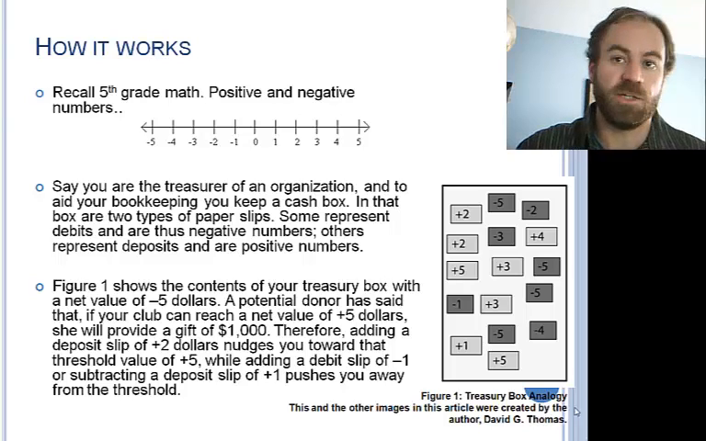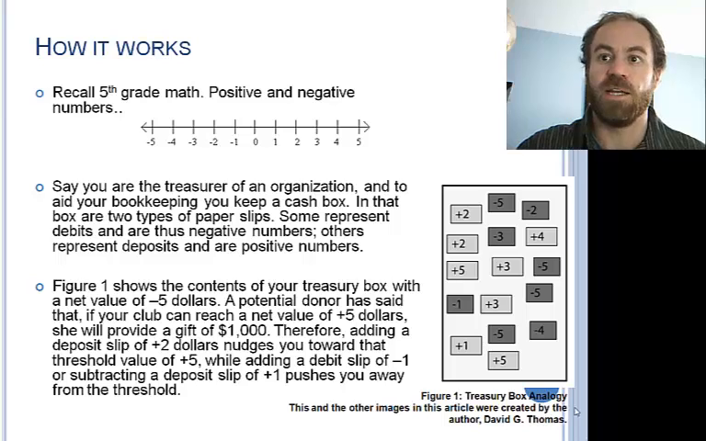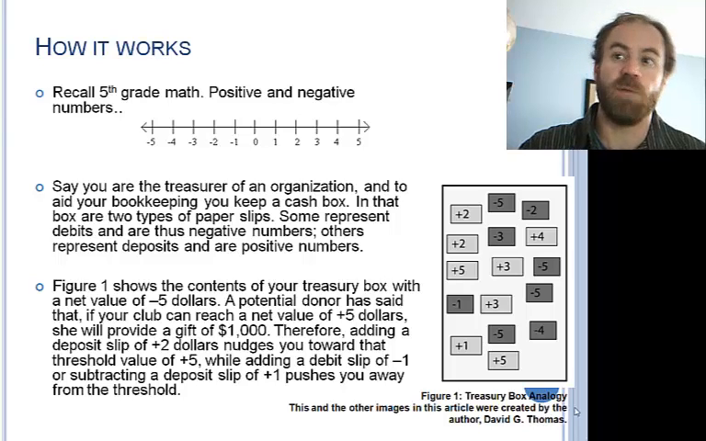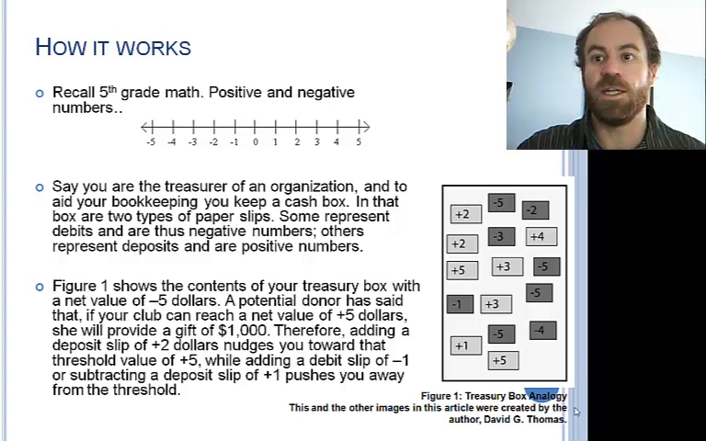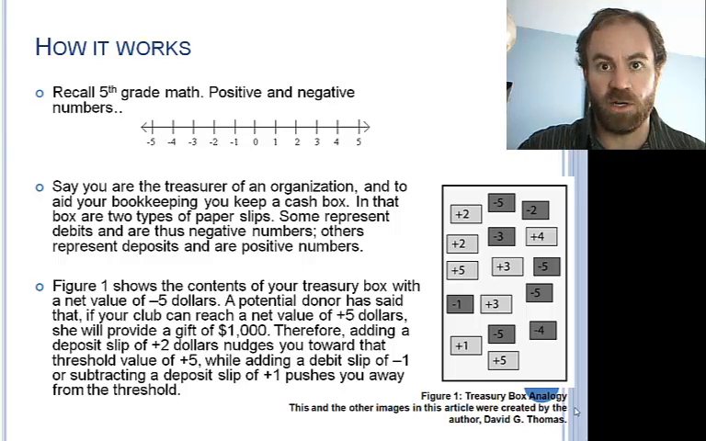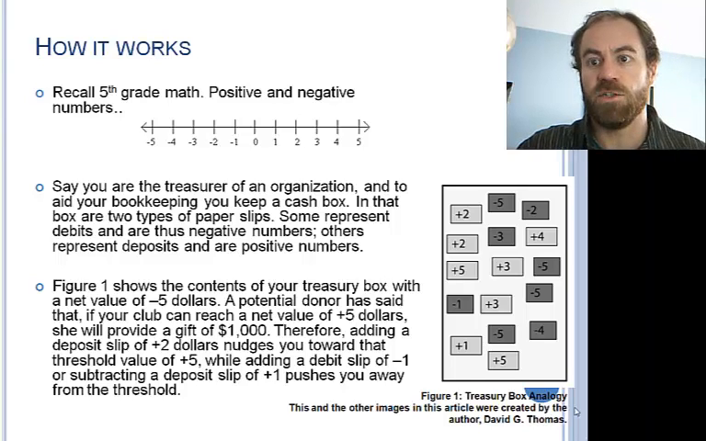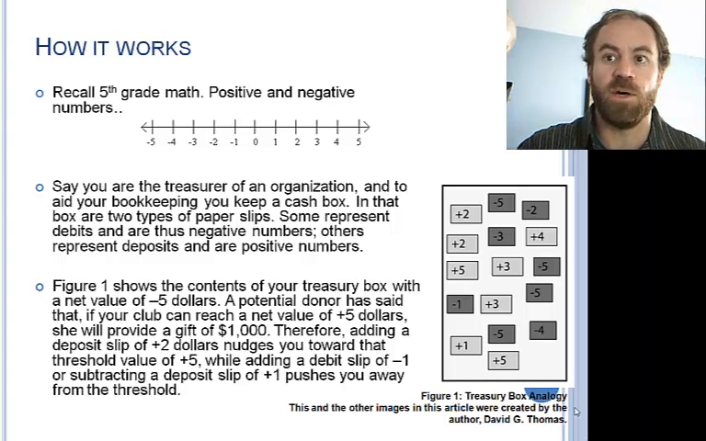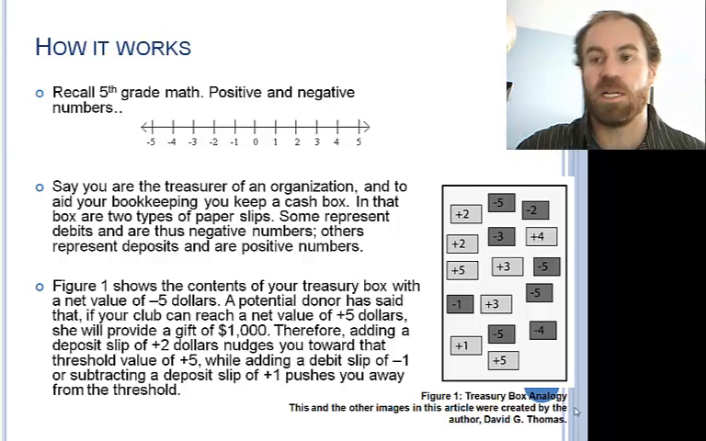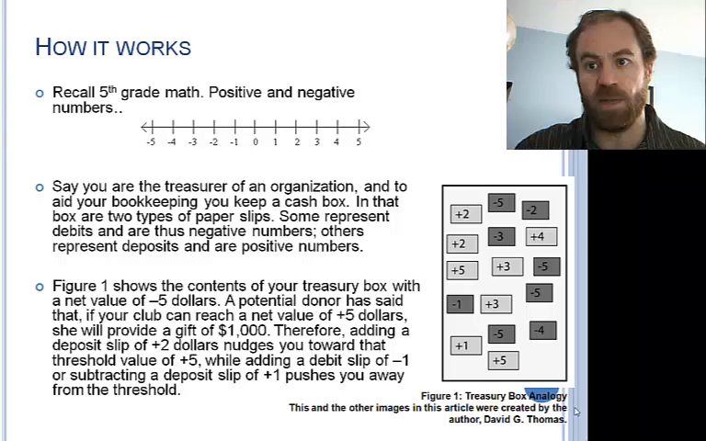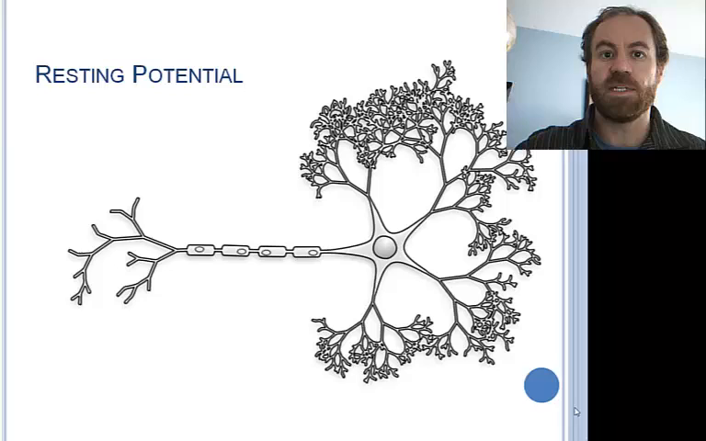So let's say a potential donor has said that if your club can get up to a positive $5 mark, then she will provide a gift of $1,000. So adding in deposit slips that are positive, like $2 more, nudges you towards your threshold value of positive 5. Taking out or adding debit slips or subtracting a deposit slip pushes you away from that threshold. So let's take that concept and apply it to the neuron.